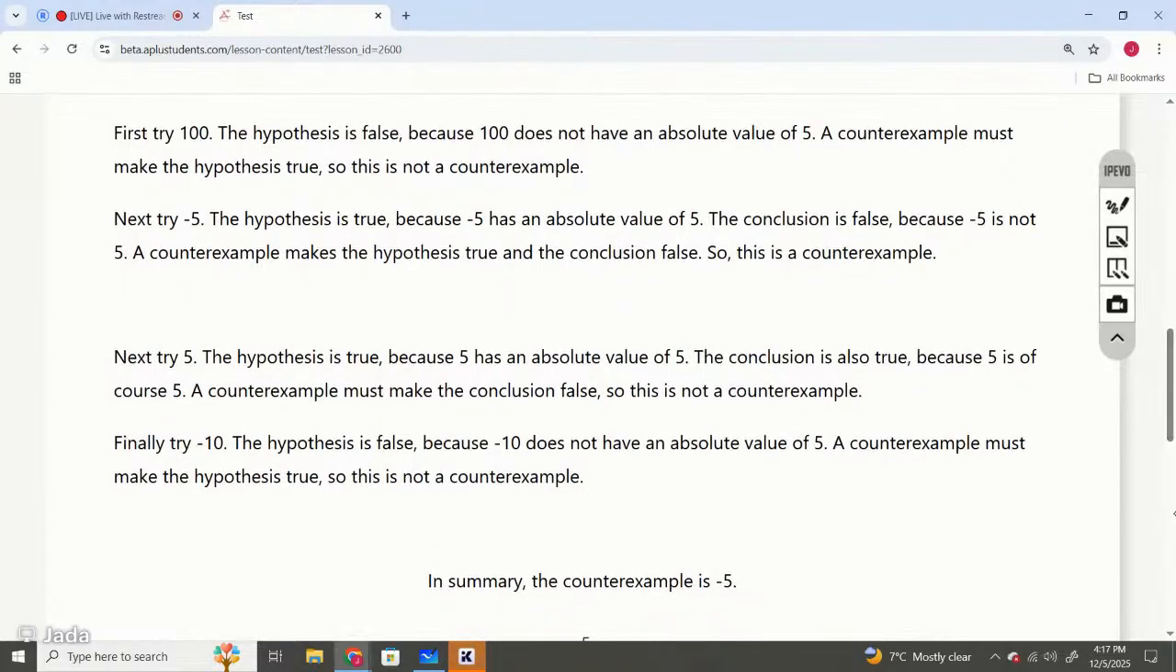The negative 5: the hypothesis is true because negative 5 has an absolute value of 5. The conclusion is false because negative 5 is not 5. The number is negative 5, right? The absolute value of negative 5 is 5. The correct option is negative 5.